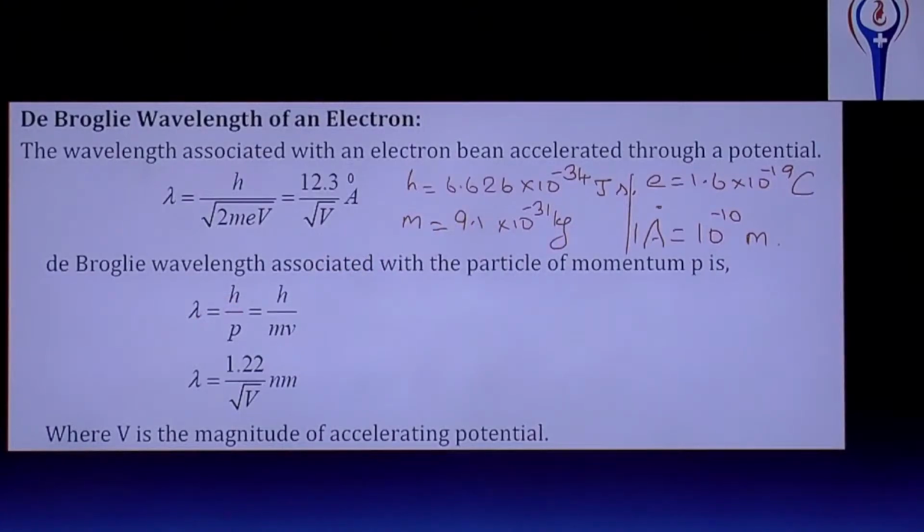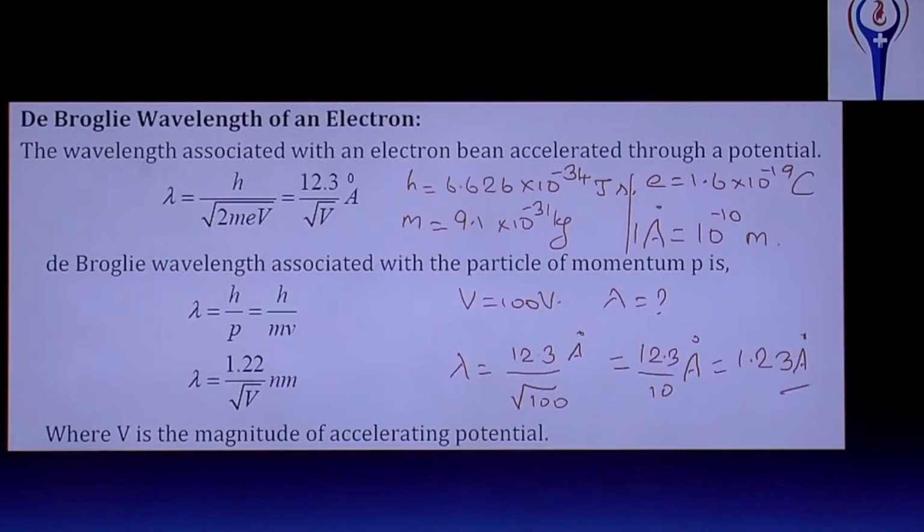We will do one small problem now. Suppose V equal to 100 volts. Find the de Broglie wavelength lambda. This is the question. Then what is the formula? Our formula, lambda equal to 12.3 Angstrom, that is 10 power minus 10, by root of 100. Root of 100 is 10. So 12.3 by 10 Angstrom. 12.3 by 10 is 1.23 Angstrom. So the de Broglie wavelength of the electron for the potential of 100 volts is 1.23 Angstrom.